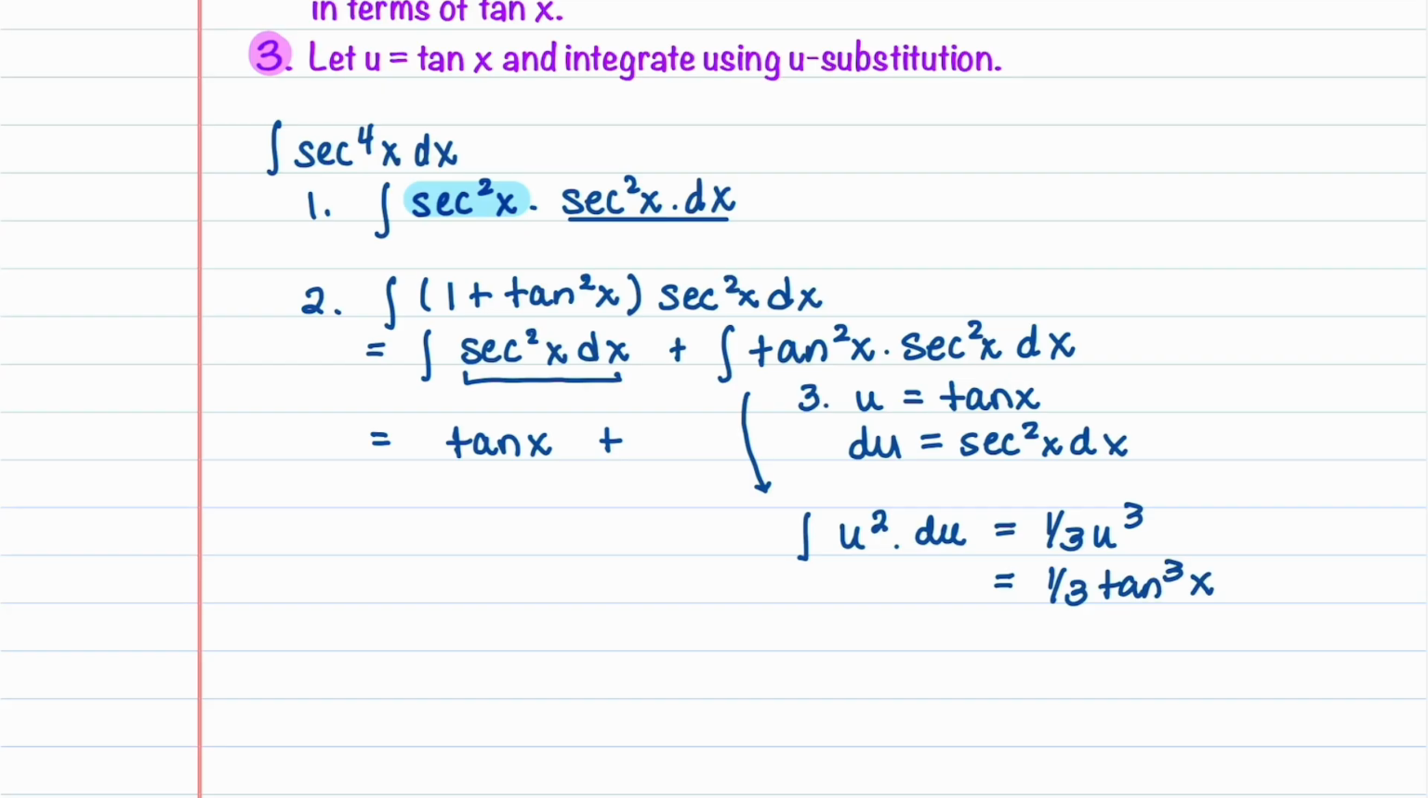Now let's go ahead and combine our answers. So we have the integral of secant to the fourth x dx is equal to tangent x plus 1/3 tangent cubed x, and then we add on our constant c. And there's our answer.